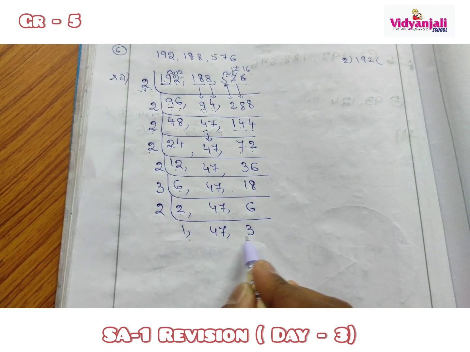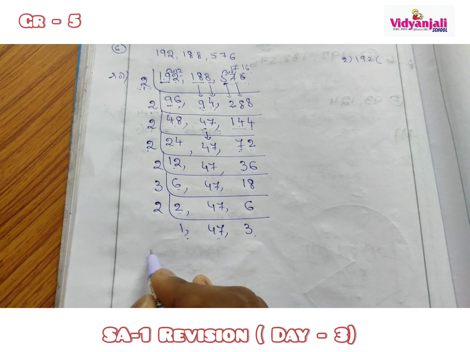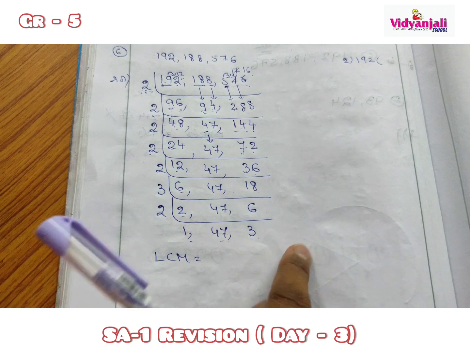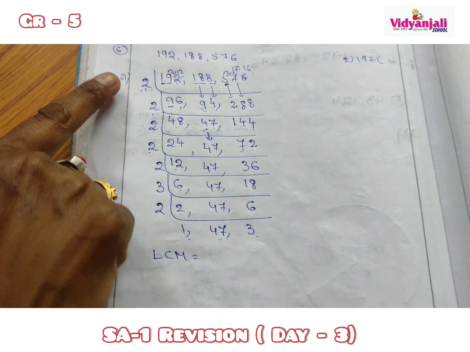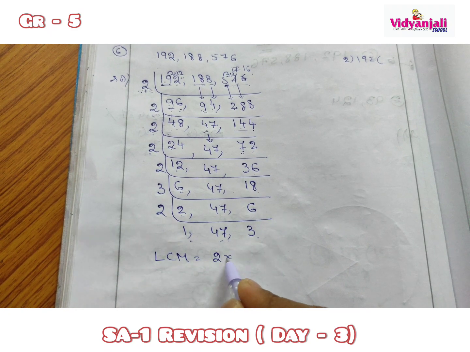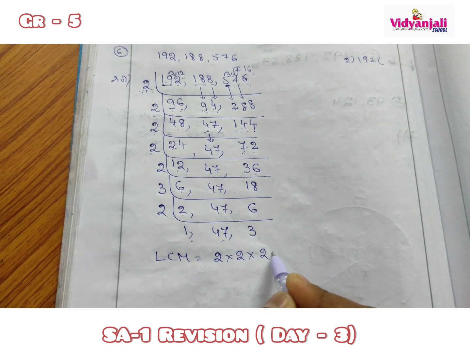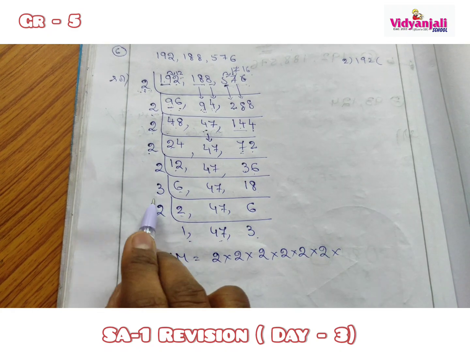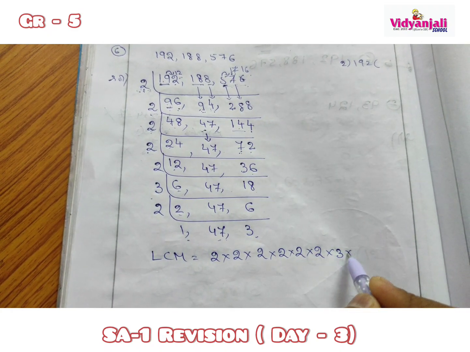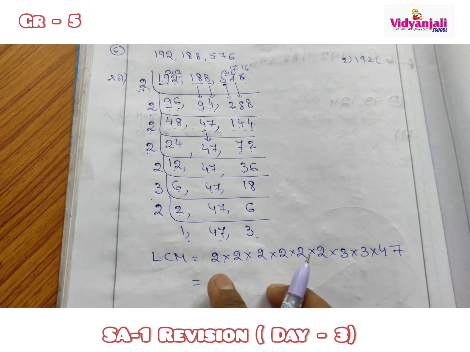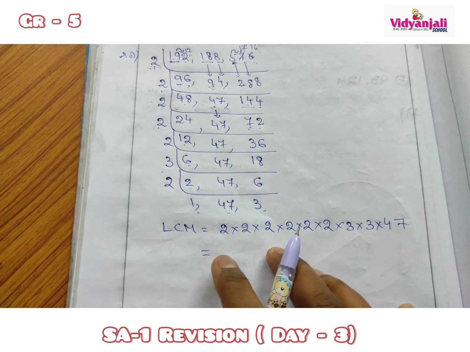So now here we have all prime numbers. So we can stop the procedure and multiply all the leftover numbers. What are left? 1, 2, 3, 4, 5, 6 times 2, and then 2 times 3 and 1 time 47. Okay. Then we have to multiply all these numbers.